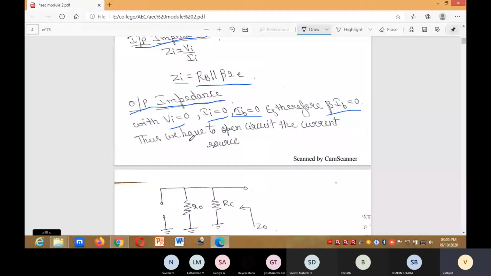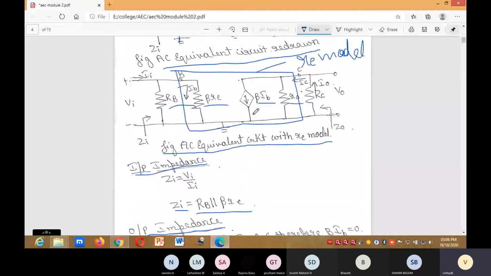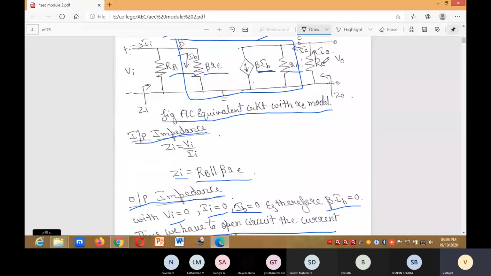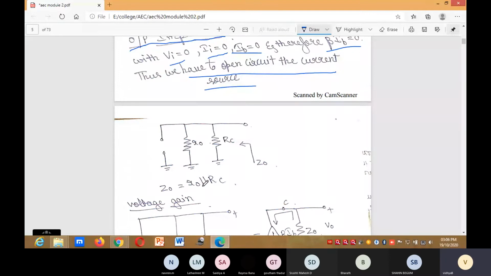So thus we have to open circuit the current source. So you are left with everything becoming 0. Because Ii is 0, Vi is 0, this will become 0 and beta Ib also will become 0. So we are only left with Ro and Rc resistance. So Zo, the output impedance, is equal to Ro parallel Rc, because with the input source everything becomes 0: Vi 0, Ii 0, Ib 0 and beta Ib also 0. So it will become open circuit, and you will get Ro parallel Rc.